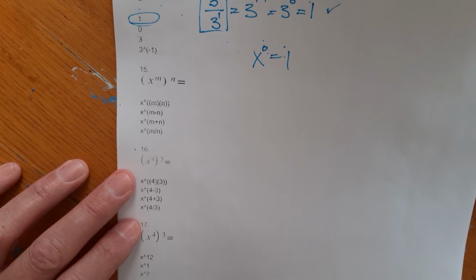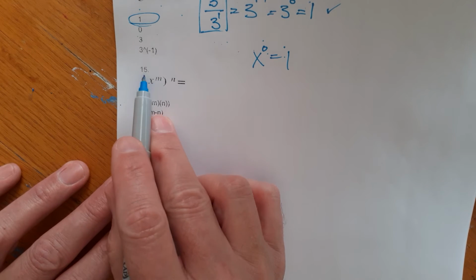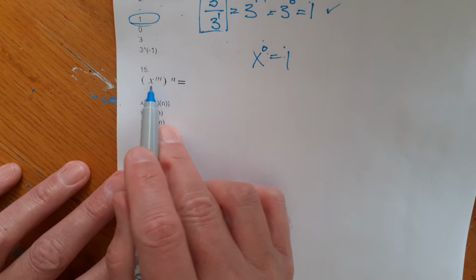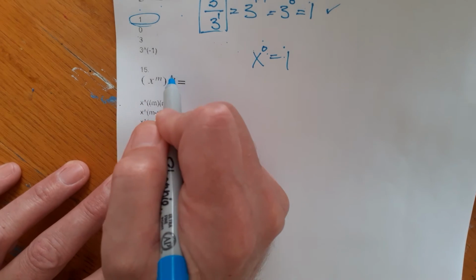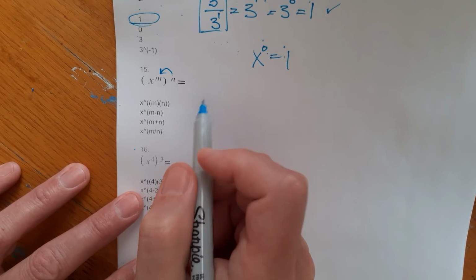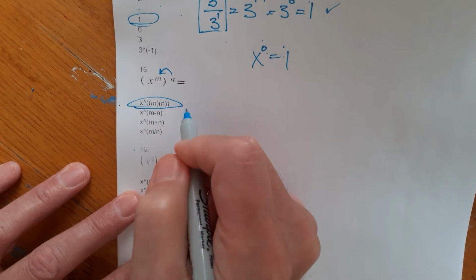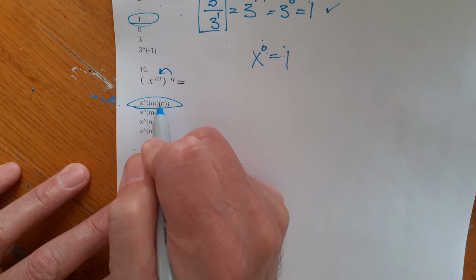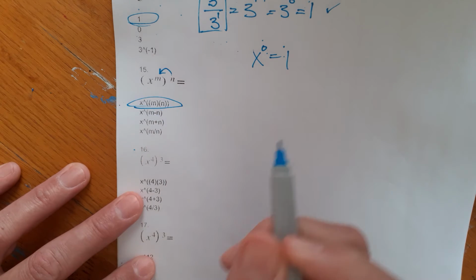We're down to number 15. So this is x to the m power, and it's raised to the power n. The rule with this is that it multiplies the power outside by inside, and I'm going to explain why in 1 second. But here's what it looks like, all right? x caret m times n.